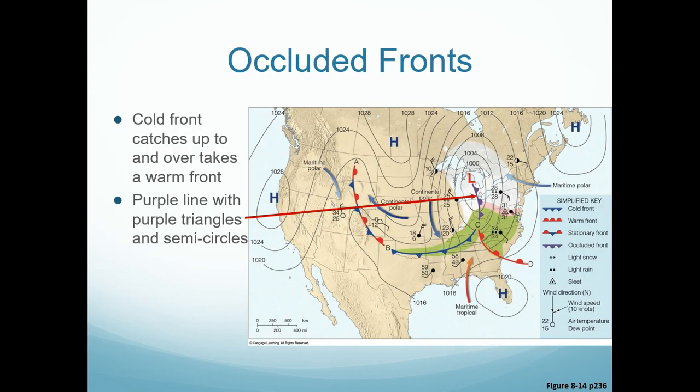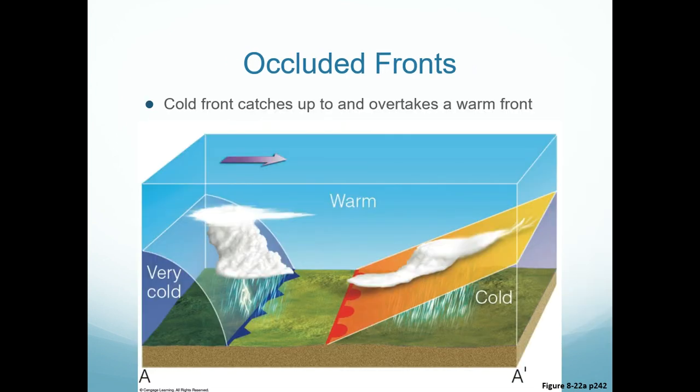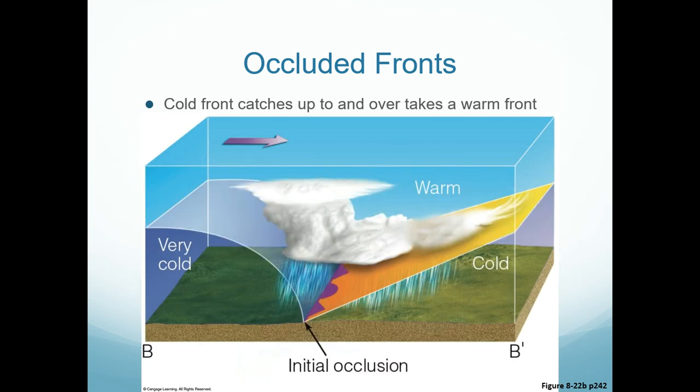Now let's talk a little bit about the last one, which is an occluded front, which is the case where a cold front catches up to and overtakes a warm front. We indicate this with a purple line with alternating purple triangles and purple semicircles. So here is a cold front catching up to a warm front, and then as it catches up, you end up with an occlusion. There is your occluded front right there, where the moment that your cold front meets up with the warm front, you've got an occlusion.